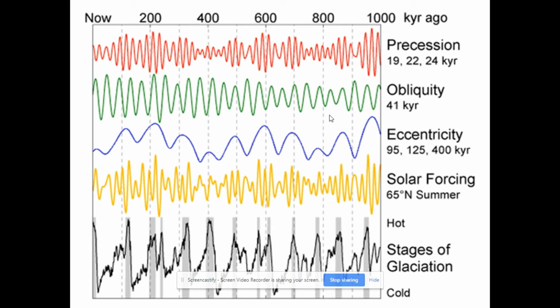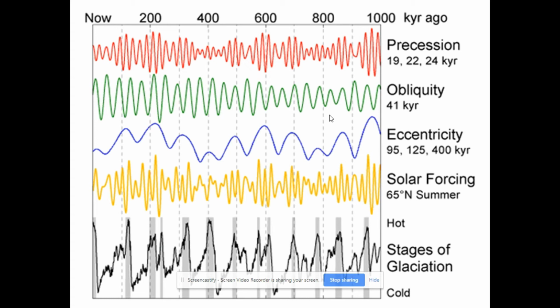Precession. Okay, this is basically a cycle here. And down here we have the stages of glaciation, and you can see the cyclical nature of it. At the top end is hot, and we're looking at the solar forcing at 65 degrees north latitude. The present latitude for the Arctic Circle is, I think, 66 degrees and some 10 minutes. It's around 66 degrees now. So we're pretty much almost at the latitude of the Arctic Circle.